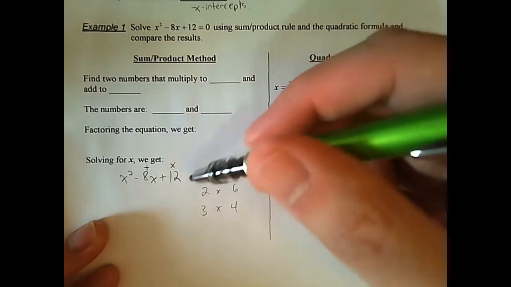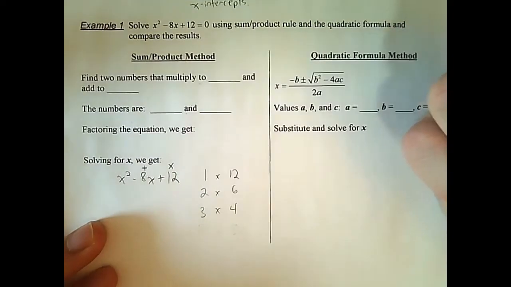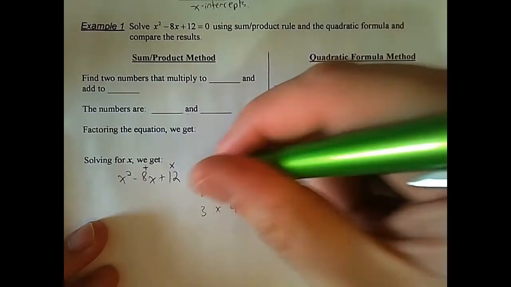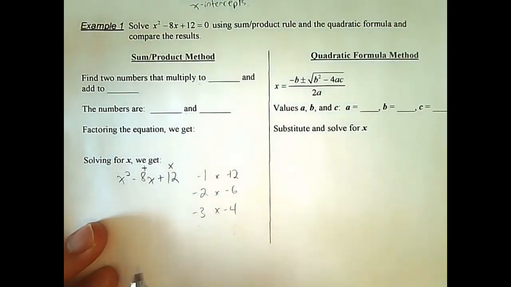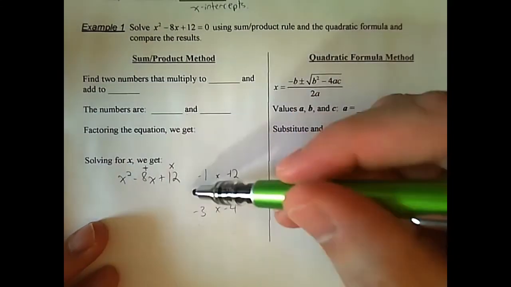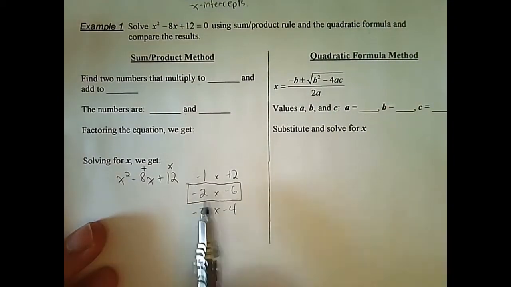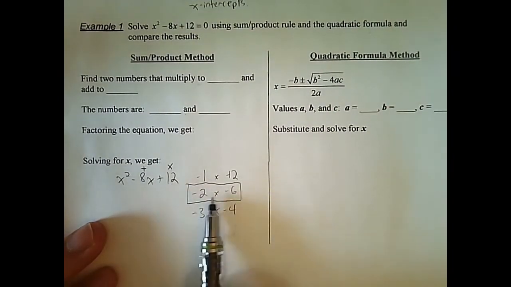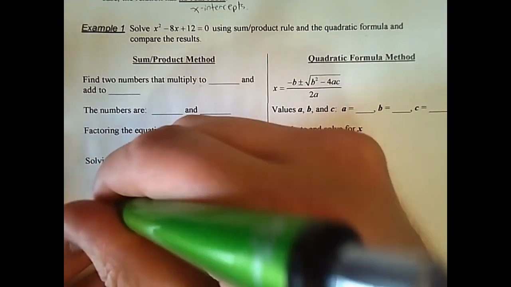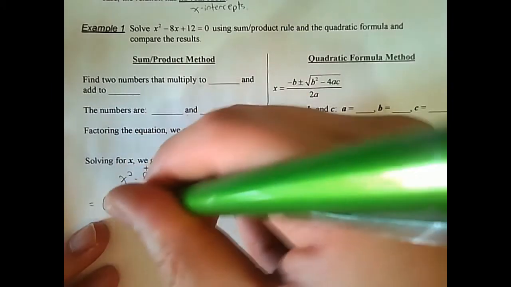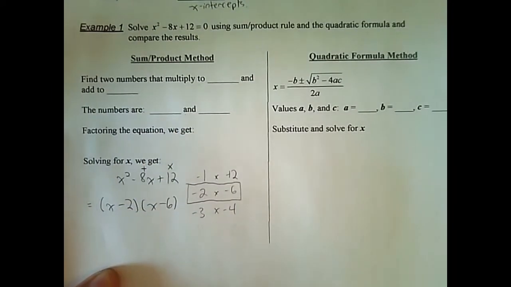Well, I know that if it's got to add to give a negative number, and they multiply to give a positive number, then both numbers have to be negative. So if I make these both negative, which two are going to add up to give me negative 8? Well, it's going to be these two. These two multiply to give me 12, and they add to give me negative 8. So these are going to be my factors, x minus 2, x minus 6. And we should be pros at this now because we did that last chapter.